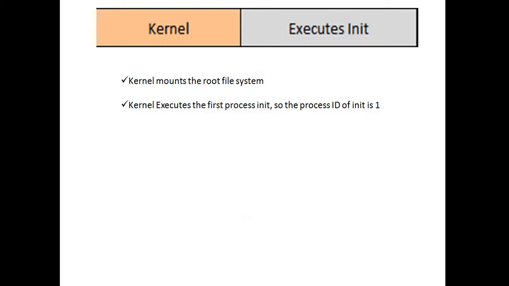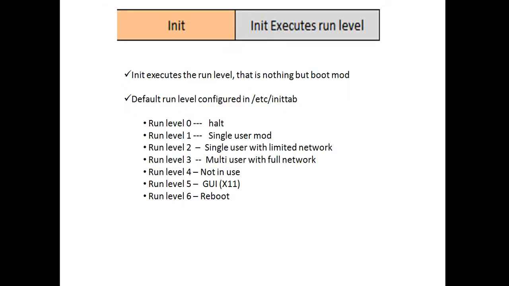After mounting the root file system, the kernel executes the first process called init. So the process ID of init is always 1. Then init goes on to execute a series of processes. The most important one is the run level. Init initiates the run level that is mentioned in the /etc/inittab.